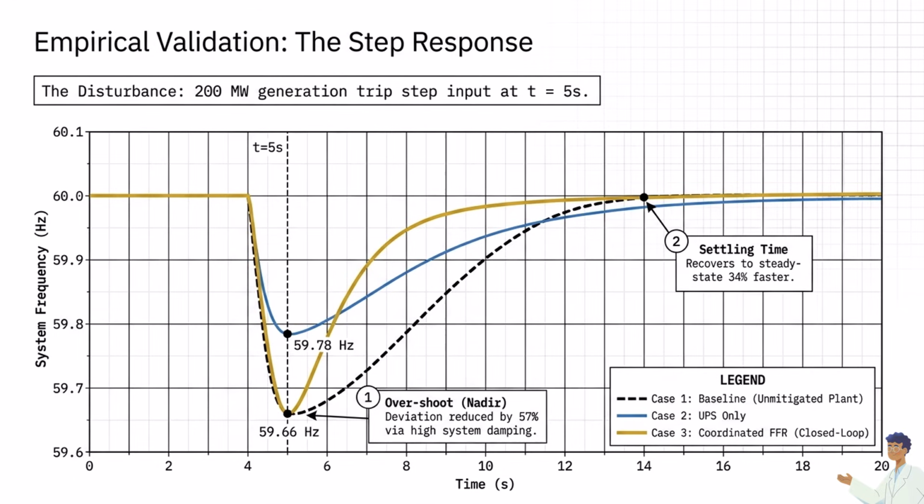It helps, but we can do better. The solid gold line is our coordinated FFR, our optimized closed-loop system. Notice two massive improvements. 1. Overshoot nadir. The severity of the frequency drop is reduced by 57% because of our high system damping. 2. Settling time. The system recovers to steady state 34% faster.